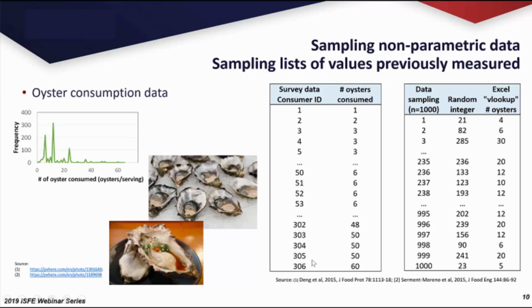I want to have 1,000 values. And so I take a random integer between 1 and 306. So this happened to be 21. I go here to 21 and I'll find how many oysters he ate with this function in Excel called VLOOKUP. And the answer would be 6. Etc., etc. So I'll do this many times, and I'll generate here 1,000 values of number of oysters consumed. The same procedure could be used to sample historical data.